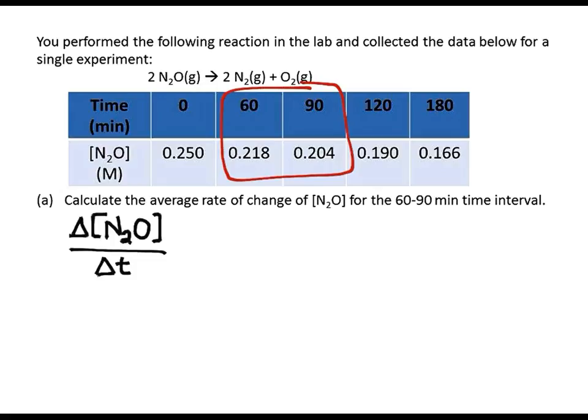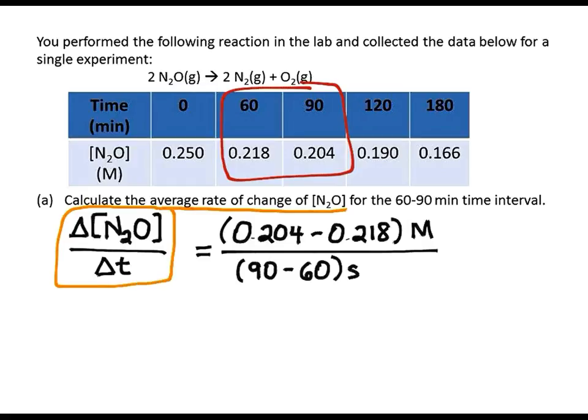Okay, so we're really just doing the change in N2O concentration in the numerator and the change in time in the denominator. So 0.204 is our final concentration, and 0.218 is the initial concentration. And then the denominator is 90 minus 60, the final time minus the initial time for that interval. And you end up getting a negative number in the numerator and a positive number in the denominator. So our final answer will be negative.